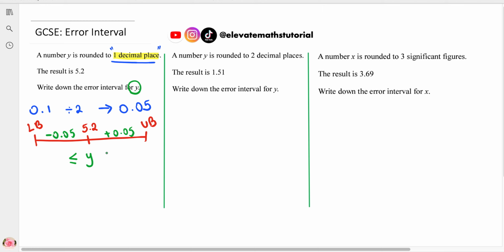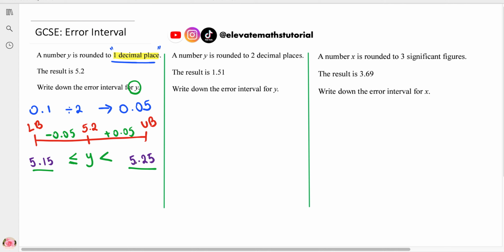The upper bound is always less than. There is no line underneath. This is greater than or equal to, the inequality sign. The upper bound is always less than. So you have 2 values here, and they will ask you to state those 2 values. So all you are doing is subtracting 0.05 from 5.2. So you're going to end up with 5.15. And then add 0.05 to 5.2. That's going to become 5.25.